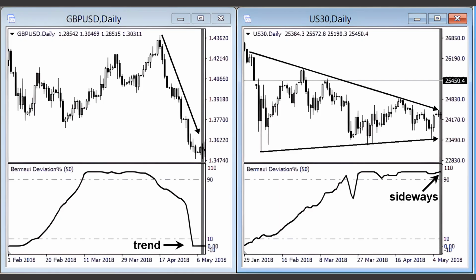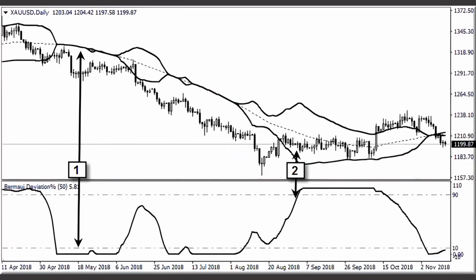According to the reading of the Berma deviation percent indicator, the GBP-USD pair is considered more active than the Dow Jones. In conclusion, having an indicator that measures price volatility in percentage form is important for comparing the price volatility of different markets.